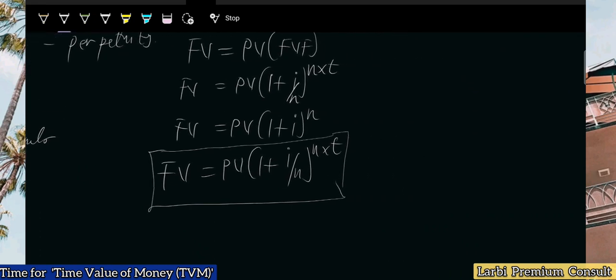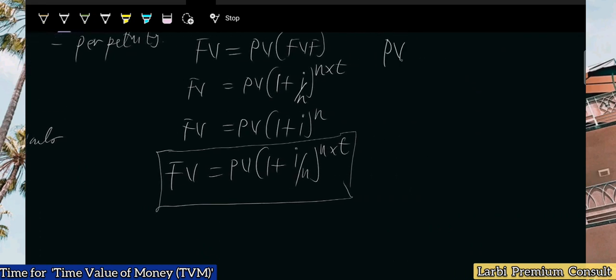So in that case, our present value is going to be the future value, just dividing by the whole of the future value factor. So it's going to be (1 plus the interest divided by the compounding periods) to the power of the compounding periods multiplied by what? T. And that becomes your present value. We are discounting future cash flows into present terms. I hope that is clear.